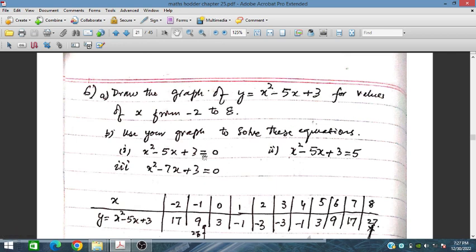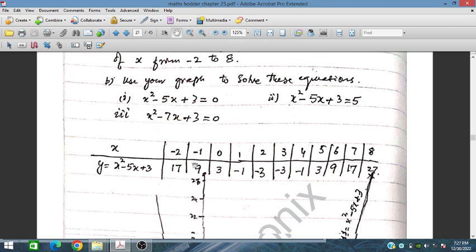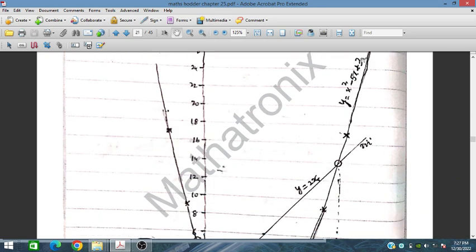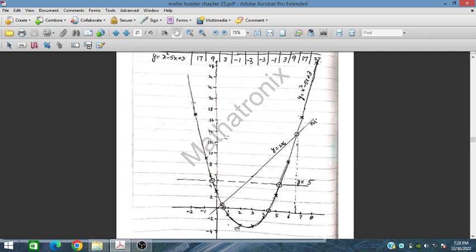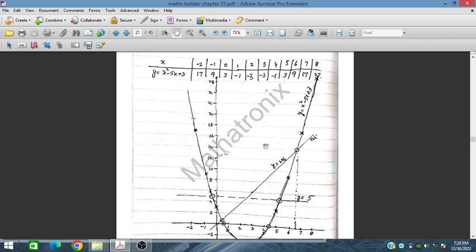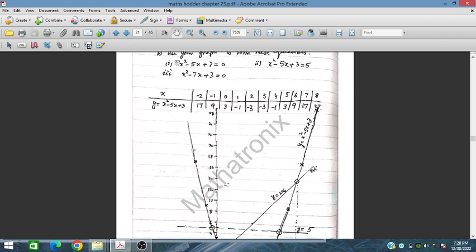x square minus 5x plus 3 is equal to 0, x square minus 5x plus 3 is equal to 5, x square minus 7x plus 3 is equal to 0. For minus 2 to plus 8, the x values are here, and the corresponding y values, y is equal to x square minus 5x plus 3, are here. We have plotted this x and y, and we have this parabolic shape. After solving this graph, we have to solve these values.